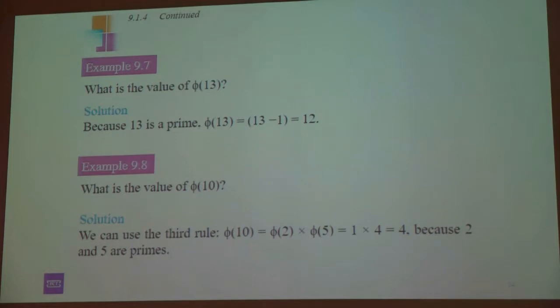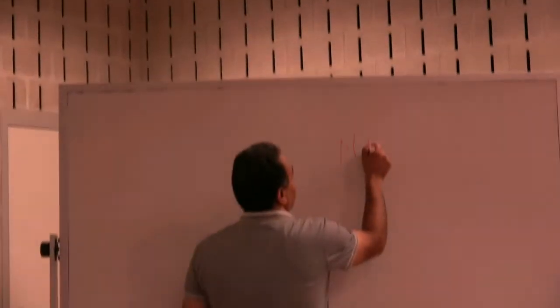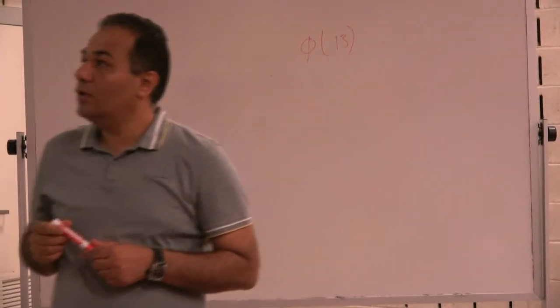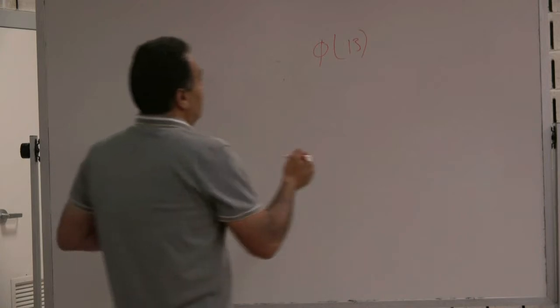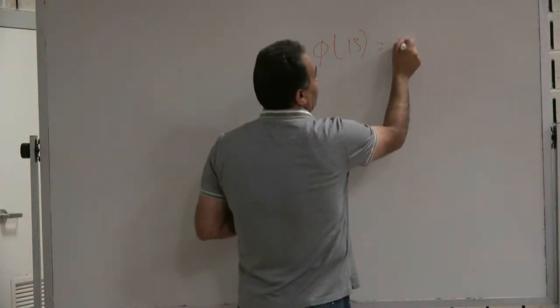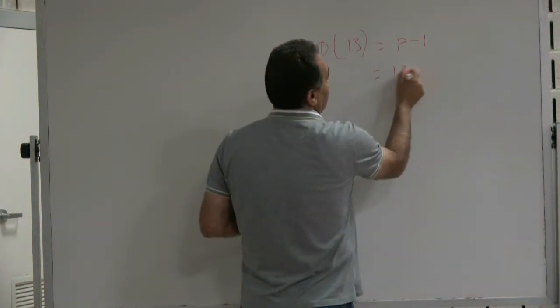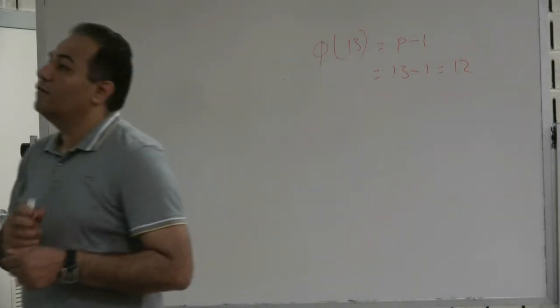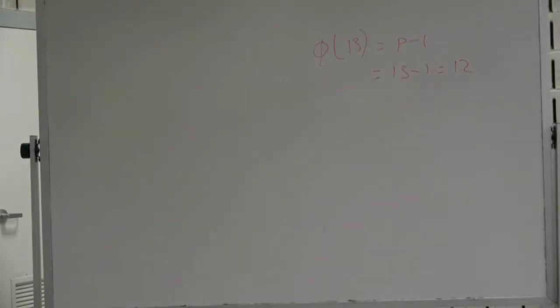So phi of 13. What is the first thing you have to check? Is 13 a prime? Yes. So what does the rule say? P minus 1, right? Which is 13 minus 1 equals 12. So phi of 13 is 12.